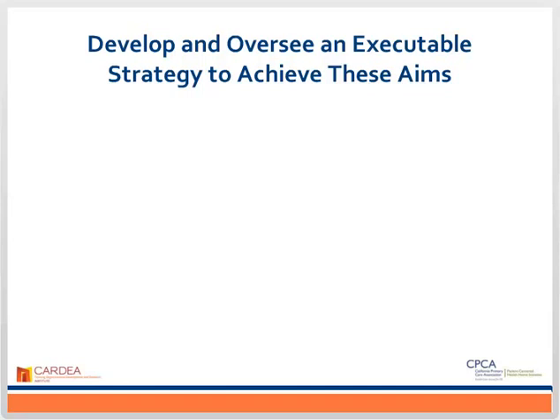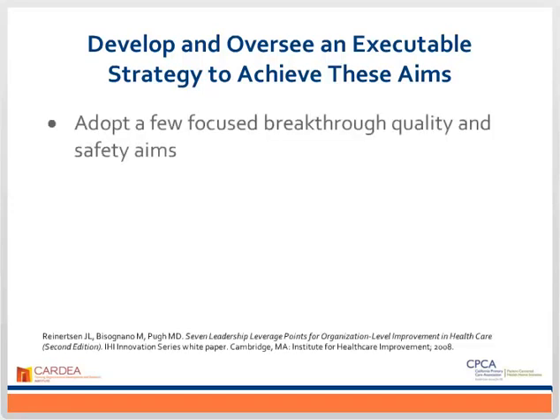Leverage point 2 is to develop an executable strategy to achieve the system-level aims and oversee their execution. Specifically, governing boards must work with the CEO and senior leaders to adopt a few focused breakthrough quality and safety aims as highlighted under Leverage Point 1. Since the remaining steps are management functions, they must be led by the CEO and senior leaders with support from the board only as needed.